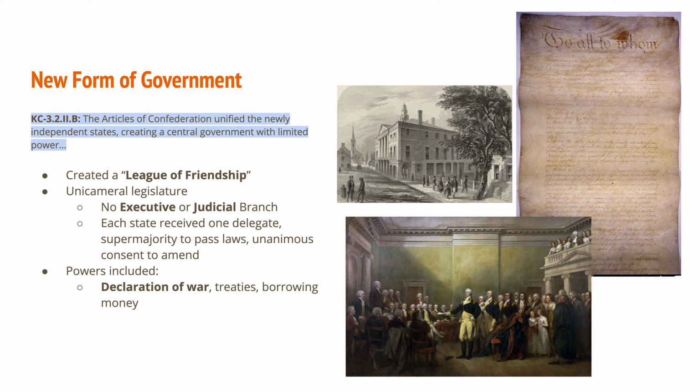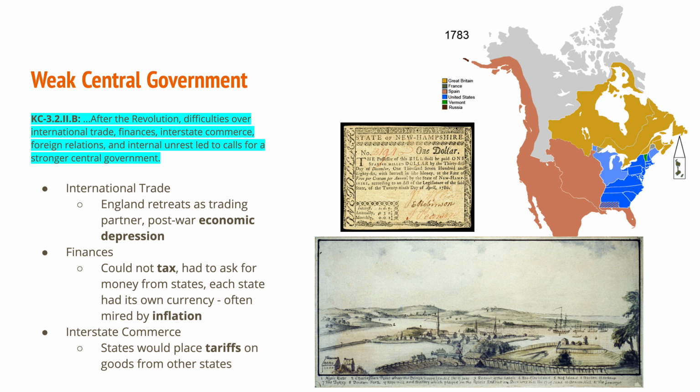The powers that it gave the central government was the ability to declare war, to enter into treaties, and borrow money. But that is really it. There weren't many powers that were available to the Articles of Confederation, which is going to be one of the big problems for it. So let's look at here. The weak central government. After the revolution, difficulties over international trade, finances, interstate commerce, foreign relations, and internal unrest led to calls for a stronger central government. So the problems just pile on here for the Articles of Confederation.